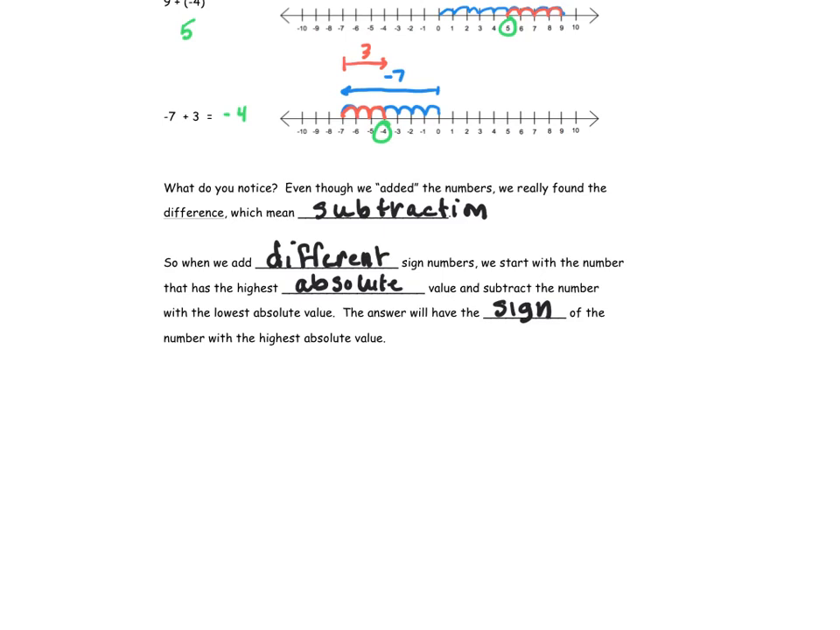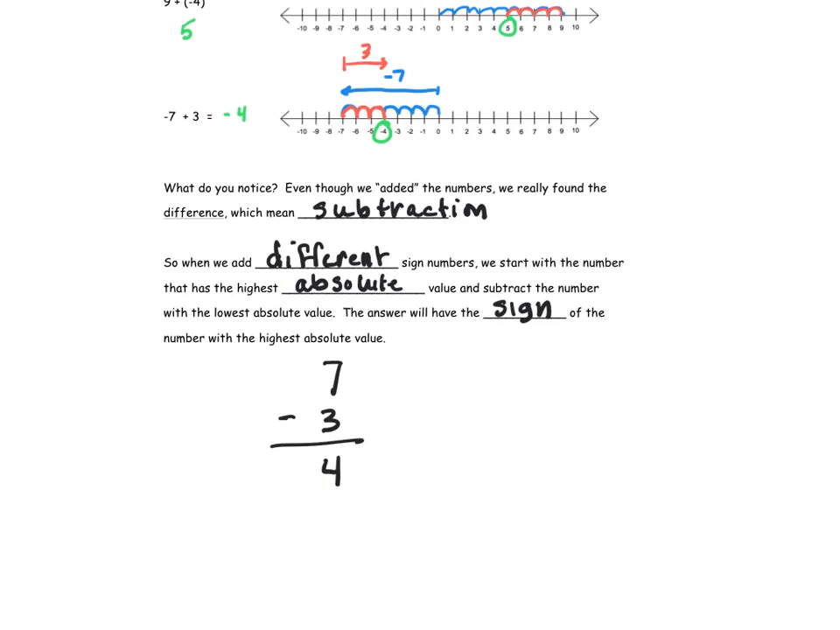So to conclude the lesson, let's see if what we just wrote here works. If I use this last example, I see -7 plus 3. So -7 would have the highest absolute value. So I'm going to write down the absolute value of -7. And then our directions say that we're supposed to subtract the absolute value of the lowest number. So the lowest number is 3. So I'm going to take 3 from 7, and I'm going to get 4.